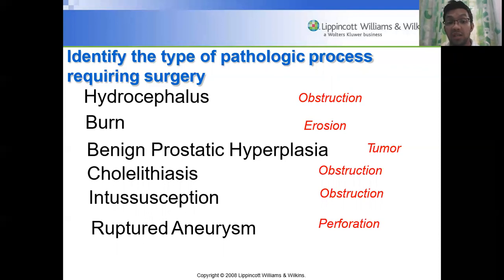Obstruction, we have cholelithiasis and intussusception. Cholelithiasis because there are bile stones blocking the passageway for bile in the hepatobiliary tree. Intussusception, this is where the intestines telescope with each other. If they telescope within each other, this can cause obstruction of the flow of food and fecal matter if the large intestines are involved. And for ruptured aneurysm, that is a great example of perforation. I've mentioned that earlier as well.